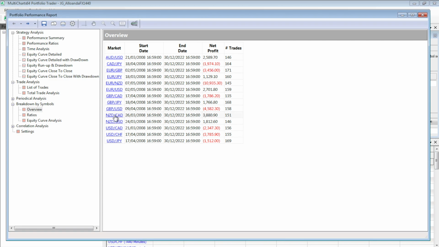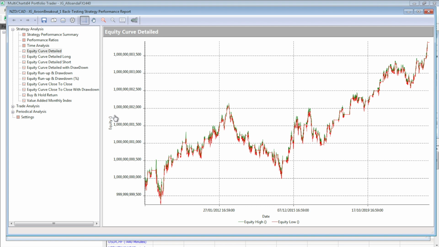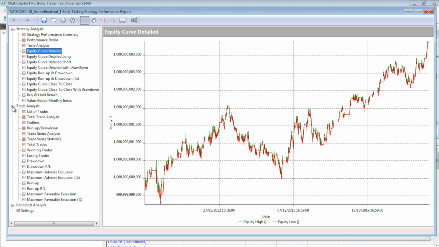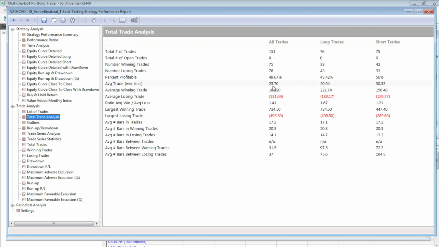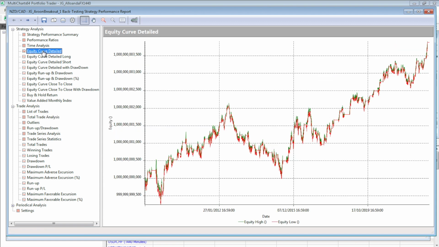New Zealand, Canadian dollar. That's a better looking equity curve. Period here which wasn't very good, but generally it's an uptrending equity curve. Is the average trade value big enough? 25 pips, yes it is. So by the time we've paid some costs out of that, it's still going to be a money making strategy on New Zealand dollar, Canadian dollar.